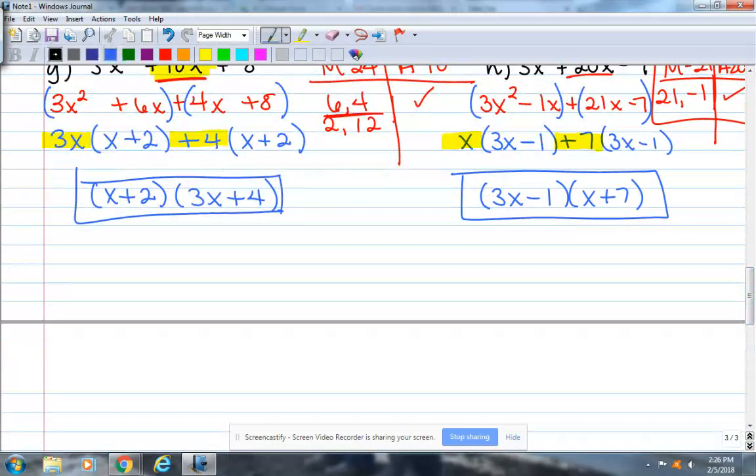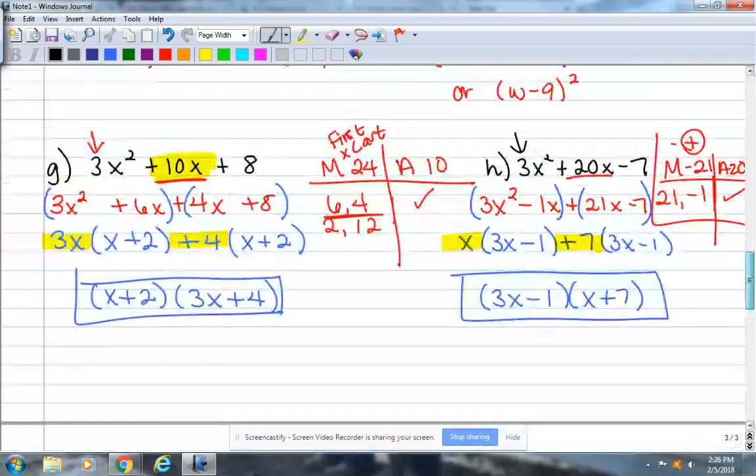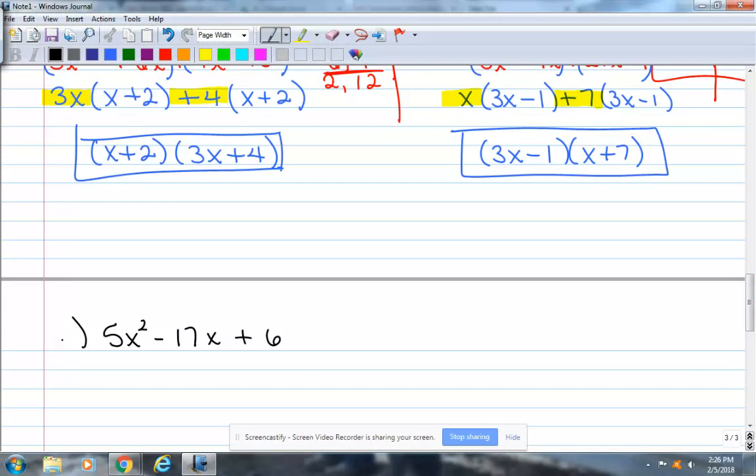Let's do another. Let's do one where it has to be a negative. 5x squared minus 17x plus 6. We're going to have to do that crazy long way, the table, and it's going to be the long way, right? So it's 30. I need two numbers that multiply to get first times last, which is 30, and add to get the middle.